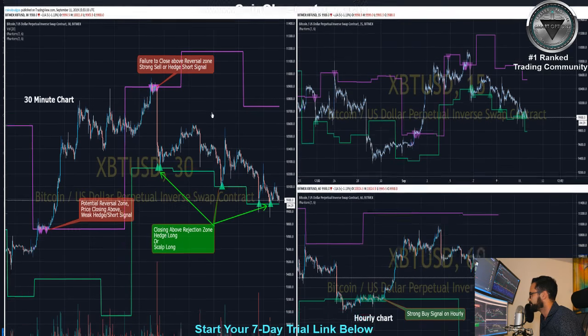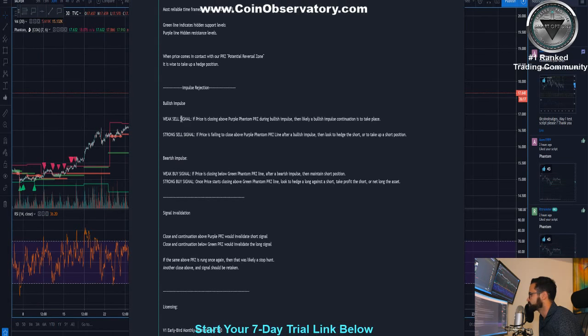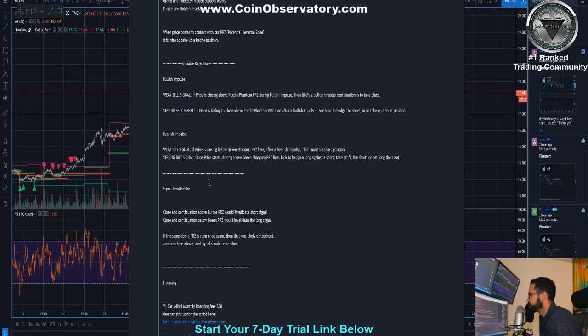And that works great. You get how to trade the bullish impulses, the weak signals, the strong signals, the bearish impulses, and what makes a signal invalid.